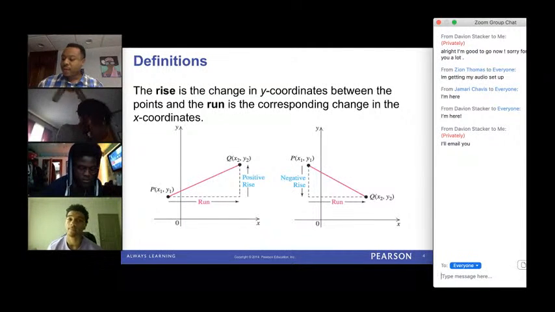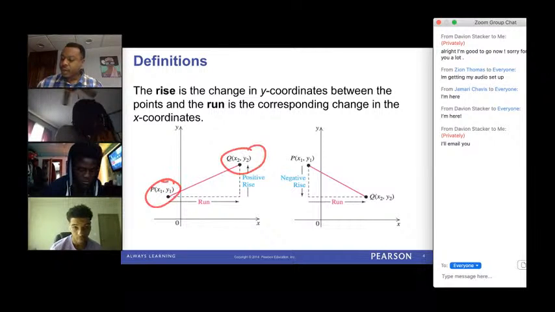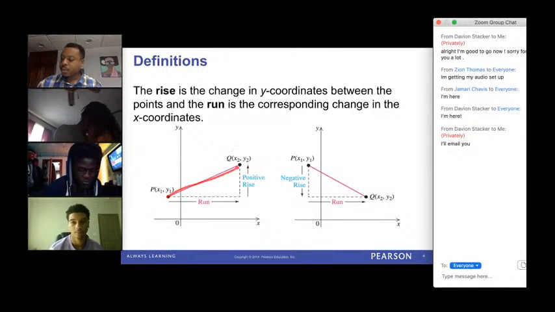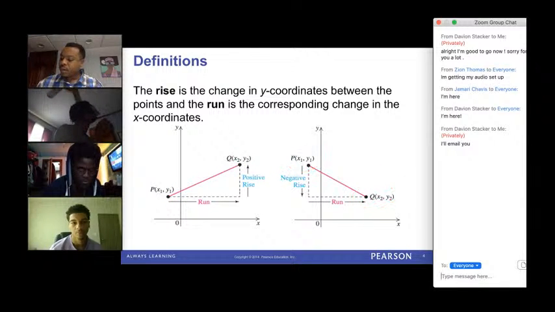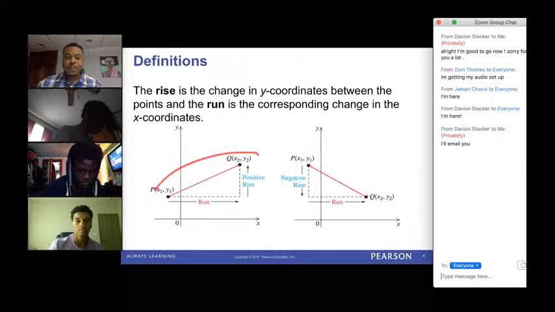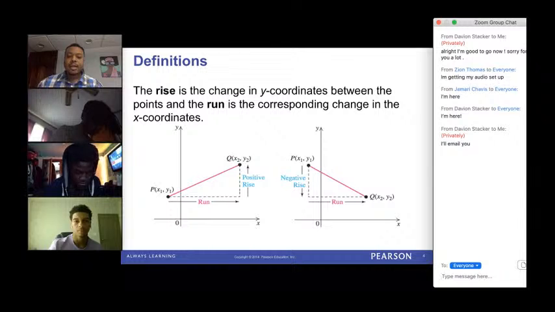Notice with this graph on the left, if we have the first point and the second point, as we trace it left to right, it goes up. With the second graph, as we go from the point on the left to the point on the right, as we trace it left to right, it goes down. So this first one over here to the left is an example of a line that has a positive slope, and this is an example of a line that has negative slope. And again, a slope being positive or negative is based on us tracing it from the left to the right.